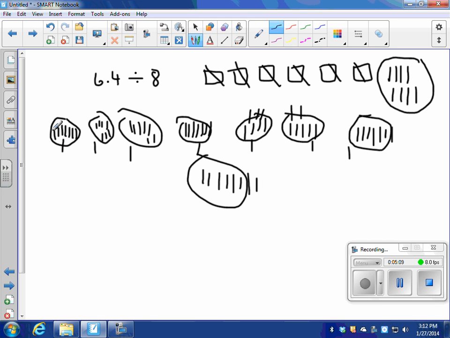So now I just need to count the number of tenths I have in each group. 1, 2, 3, 4, 5, 6, 7, 8. So 6 and 4 tenths divided by 8 is equal to 8 tenths.